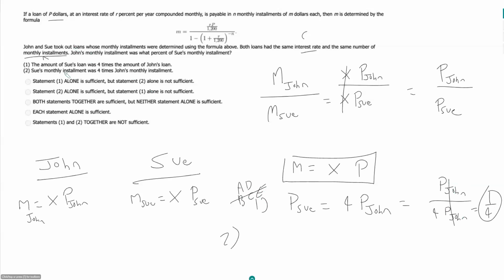Second statement says Sue's monthly installment was 4 times John's monthly installment. So they're just giving us our M's here directly. So this is even easier, because if we're looking for M John over M Sue, and they tell us here that M Sue is equal to 4 times M John, then M John over M Sue is just going to be M John over 4 times M John. And we get the same thing, 1/4. So D, each is sufficient.